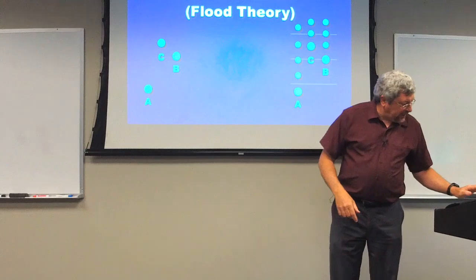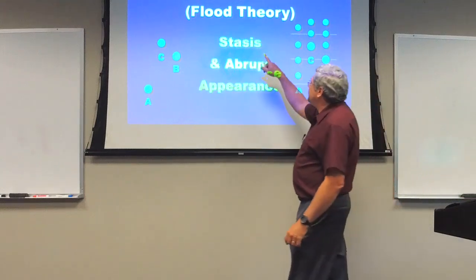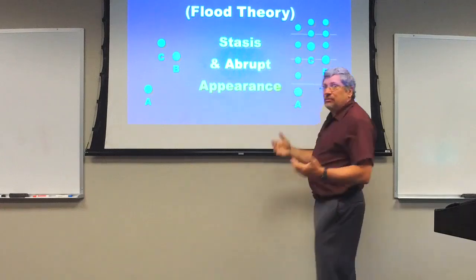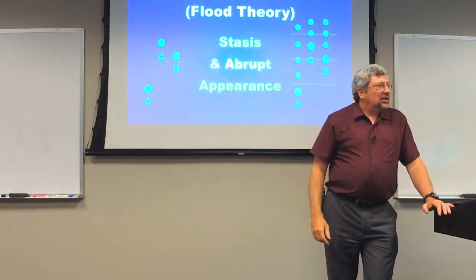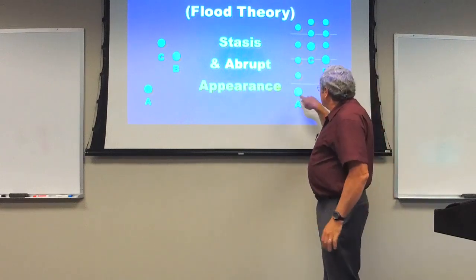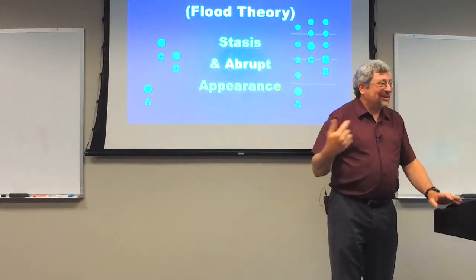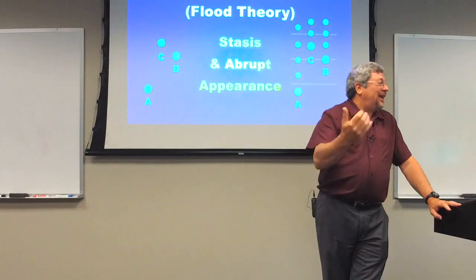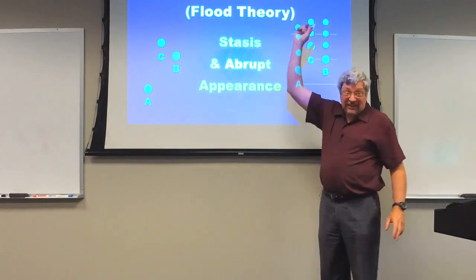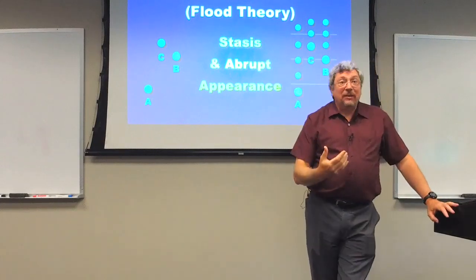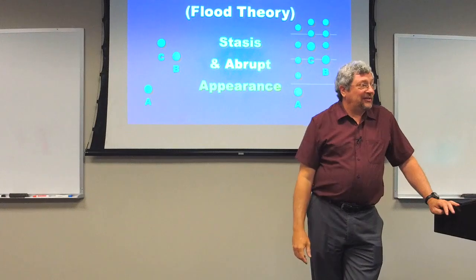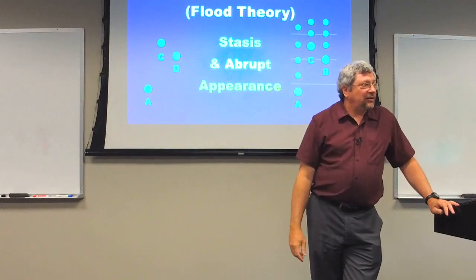So you would expect stasis and abrupt appearance. Stasis means that any given taxon remains unchanged as you go up the sequence. And abrupt appearance means when you find A, there's no transition from anything else to A. There's no transition from A to anything else. They abruptly appear and they abruptly disappear, and they're in stasis while they're in existence in the fossil record.